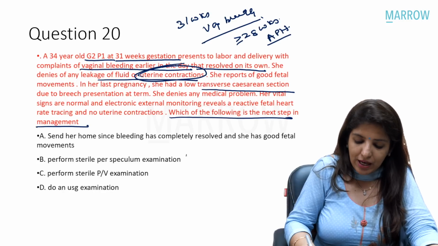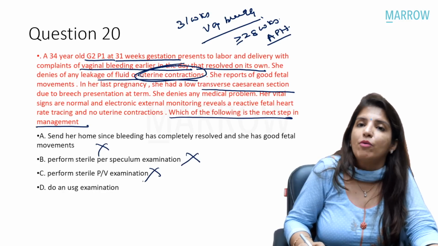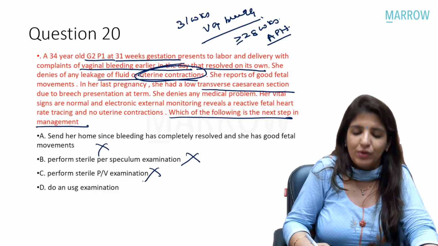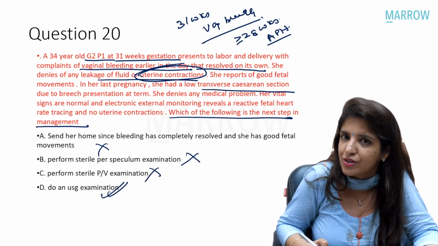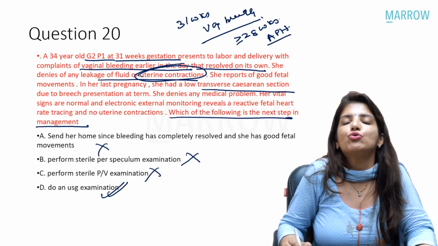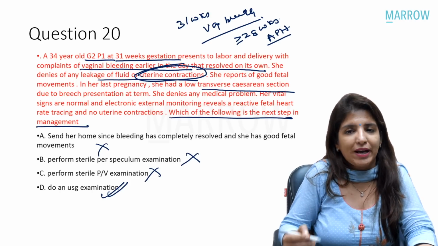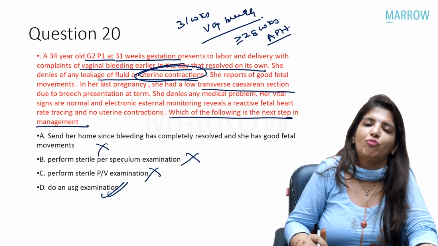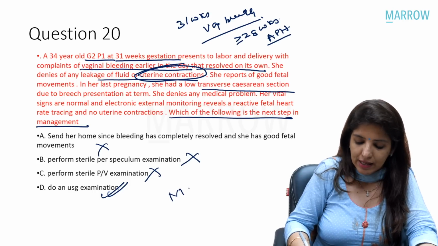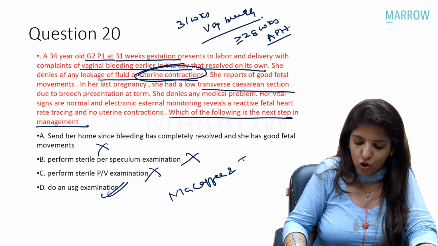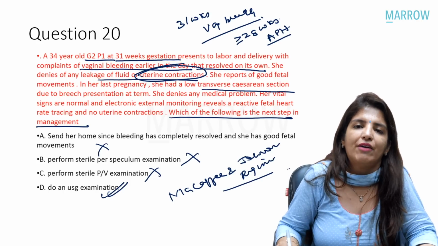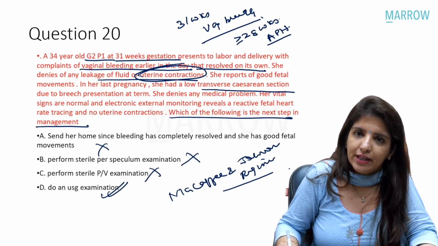Next is perform sterile per speculum examination. No. Perform PV examination. No. Do an ultrasound examination. Yes, I'm going to do an ultrasound examination and I'm going to manage her conservatively or expectantly, and the expectant management of placenta previa is called the Macafee and Johnson regime. Right? So I am going to do a Macafee and Johnson regime. Clear to all of you?